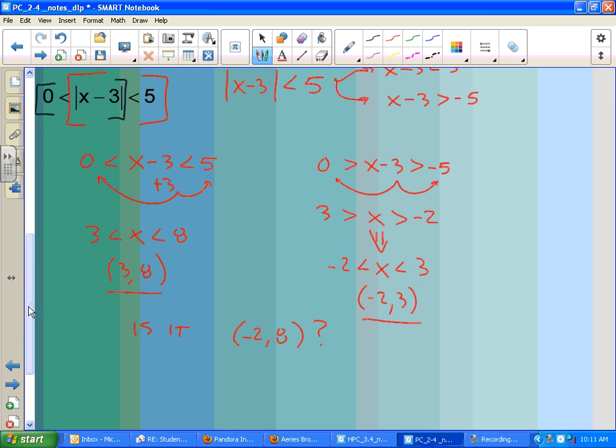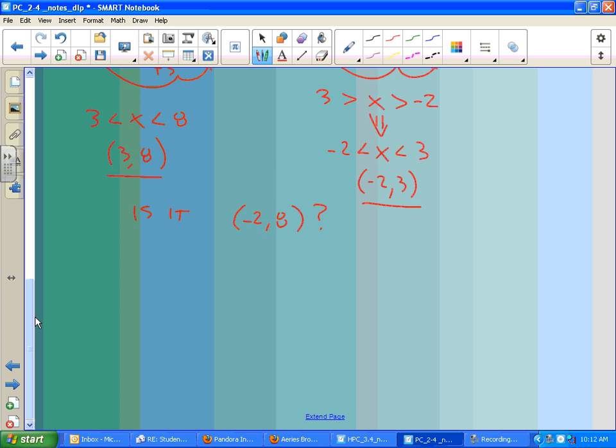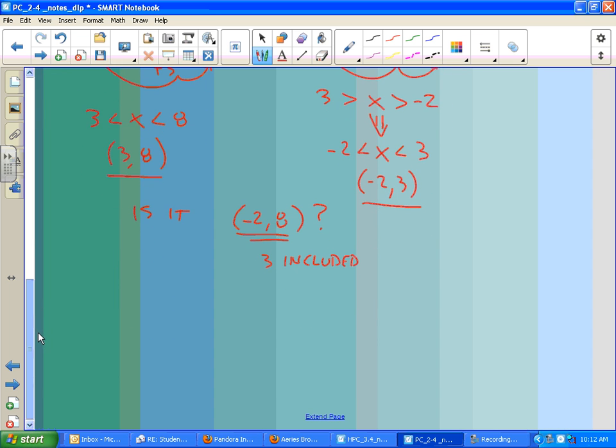Going back up to the original, this little left symbol here: x minus 3 must be greater than 0. Can it be 0? No, because it doesn't say or equal to 0. It just has to be greater than 0. So if I were to accept that as my answer, that would mean that 3 is included. And 3 would not make this work because 3 would make it equal to 0. If that was or equal to, then Nicole would be right. We could use negative 2. But it isn't or equal to 0, so I can't.